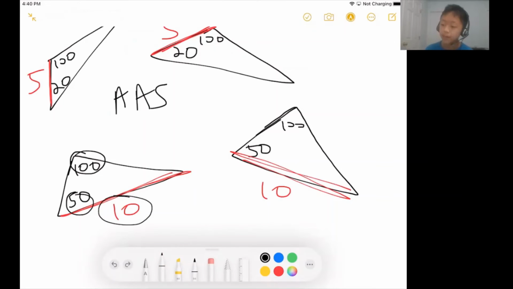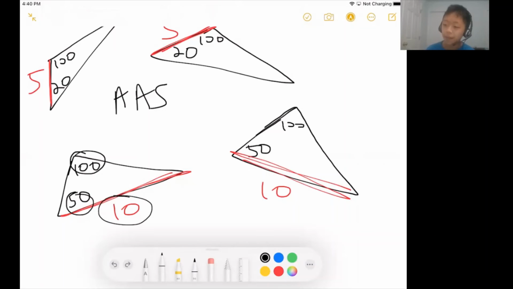And the reason is because if you know two of the angles in the triangle, we know that the sum of the angles in a triangle is always 180 degrees. So if you know two of the angles, then the third angle is automatically fixed because the sum of the three angles must be the same. So essentially, if you have ASA congruence, you also have AAS congruence. They're basically the same thing.